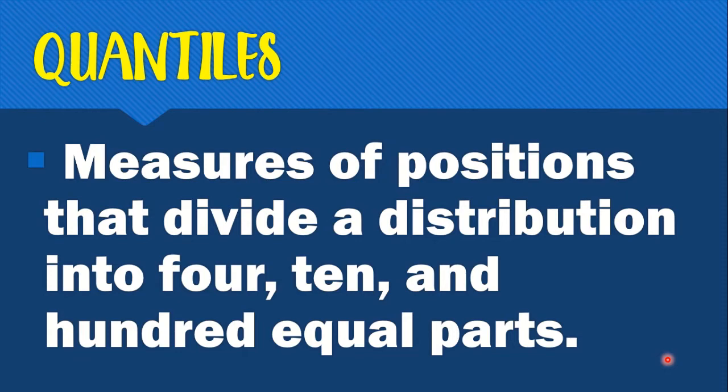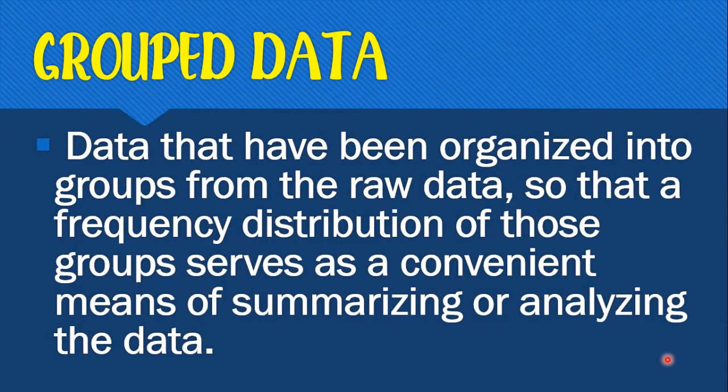So when the number of statistical data is large, its presentation can be transformed into something more compact. We know that the larger the number of data, the more precise the information will be. And such information can be summarized and displayed by means of appropriate tables. So the group data are the data that have been organized into groups from the raw data so that a frequency distribution of those groups serves as a convenient means of summarizing or analyzing the data.